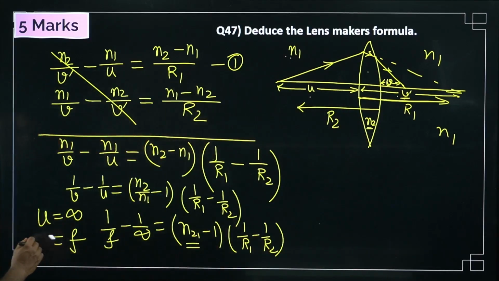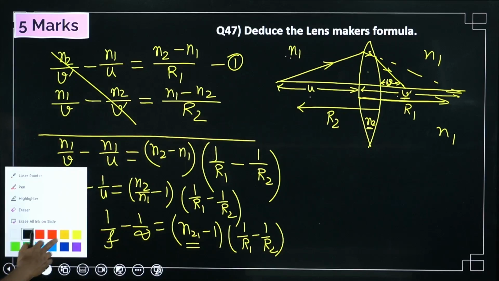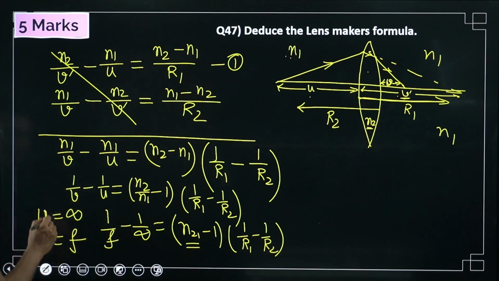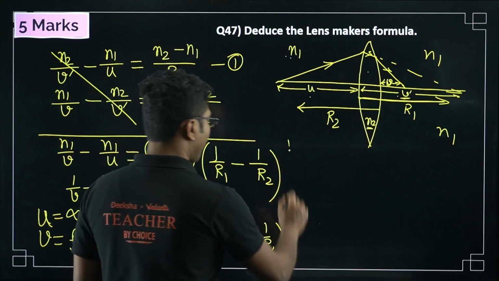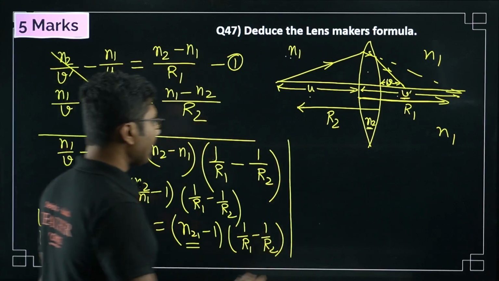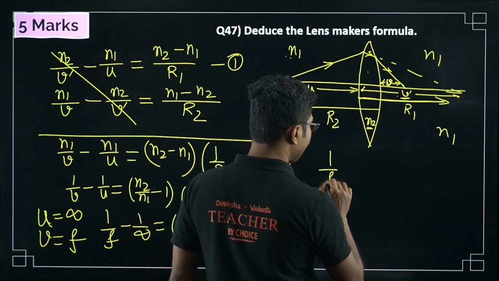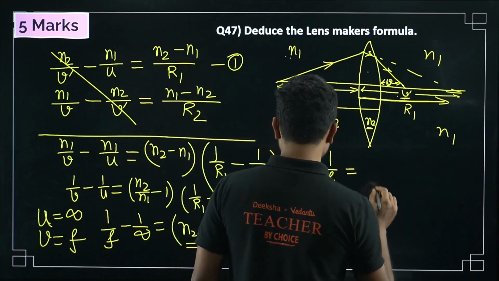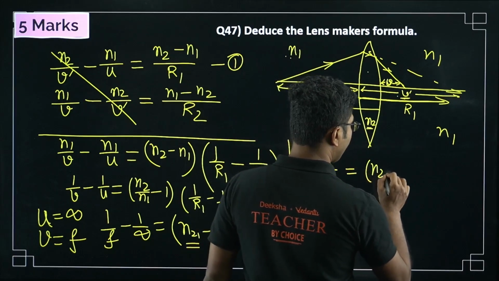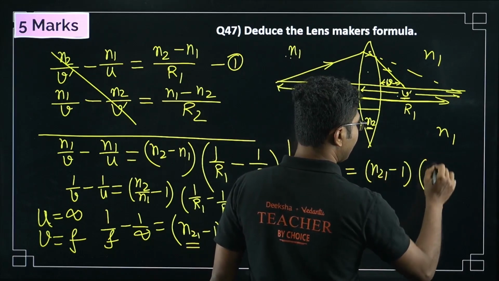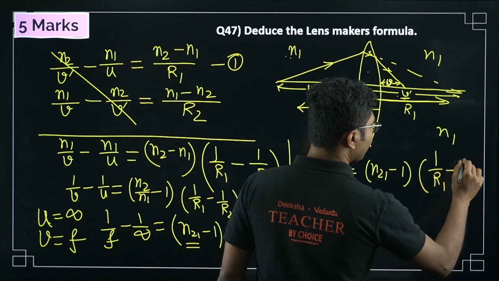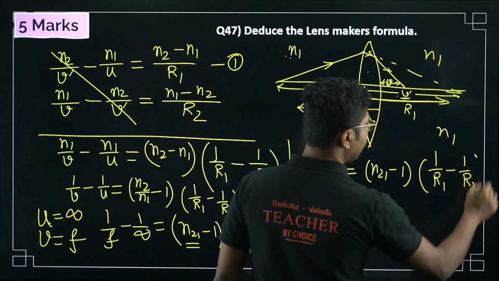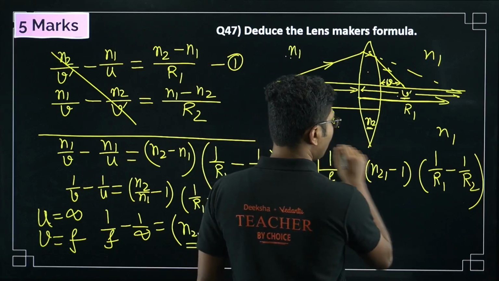So this is again a few things you need to practice. If you have not yet practiced, then go and practice it once more. Now we can see that 1 by F is there, 1 by infinity is 0. So it will be (n21 minus 1) multiplied by (1 by R1 minus 1 by R2). This is the required Lens maker's formula.